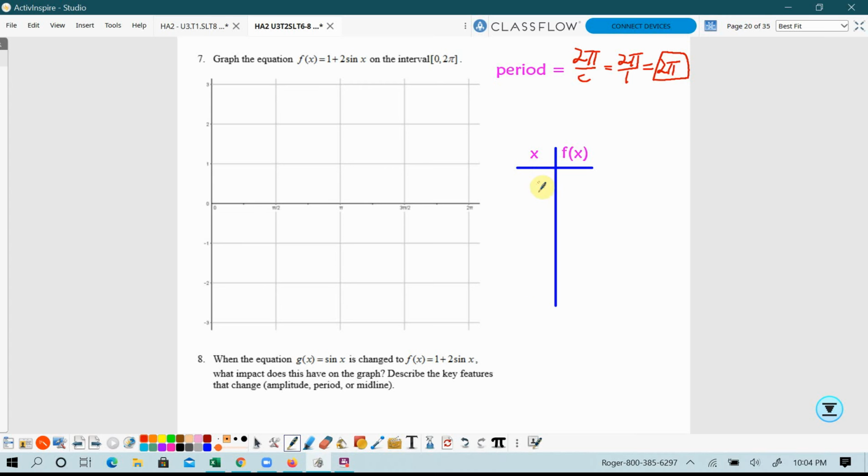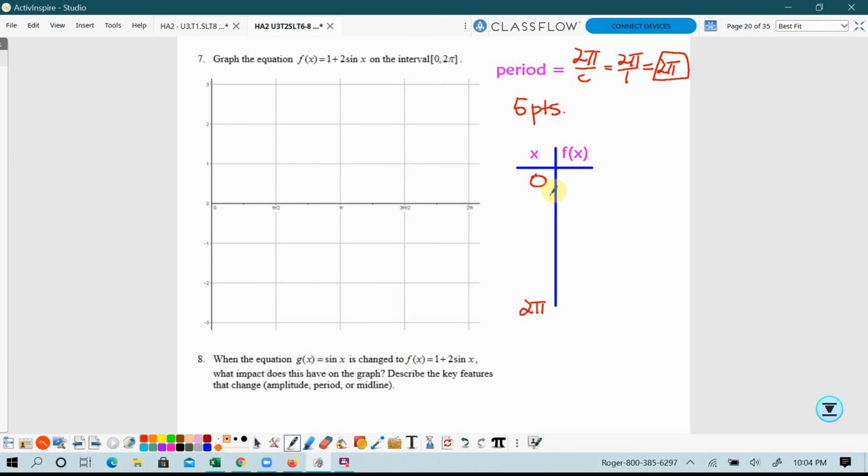So when I create my table of values, I want to break this up into 4 parts, if you will. I always suggest starting at 0 radians for your x values, which is your input values, and ending at whatever the period is. You're going to find a total of 5 points. Get yourself 5 points to plot on your graph to fulfill one full period. That's why I'm breaking it up into 4 parts.